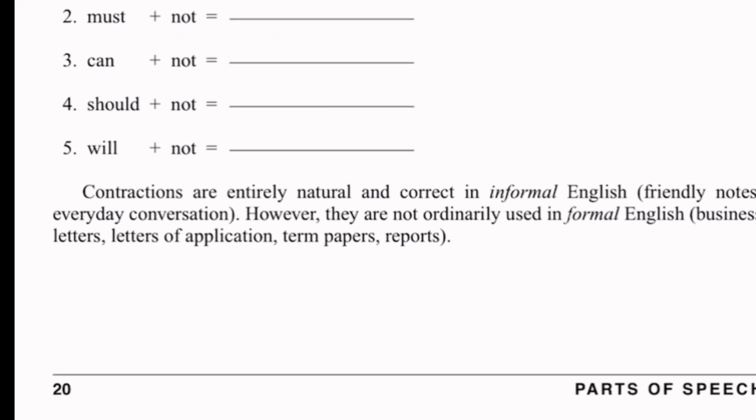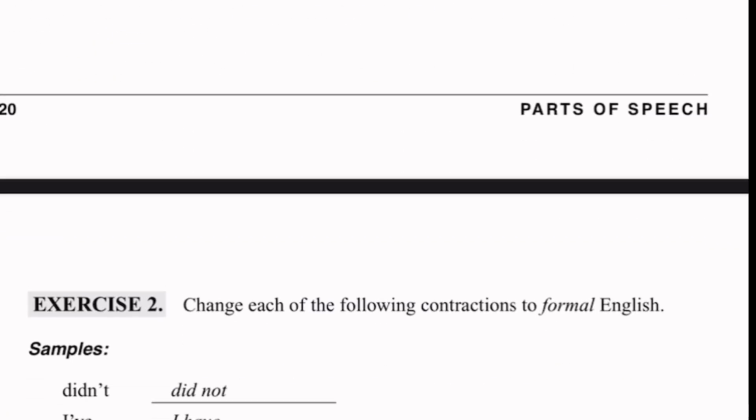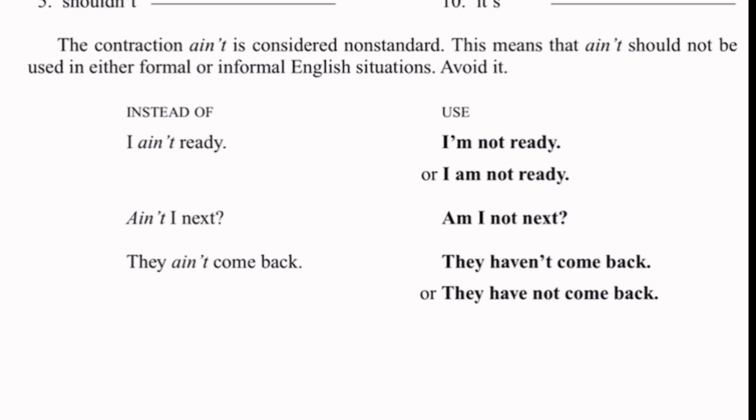Has not will be what? Hasn't. Must not will be what? Mustn't. Cannot will be can't. Should not will be shouldn't. Contractions are entirely natural in informal English, like I've said. Friendly notes, everyday conversation, your WhatsApp messages. However, we do not really use them in formal writing, like business letters, letters of application, term papers, and all. So you have to take note of that.